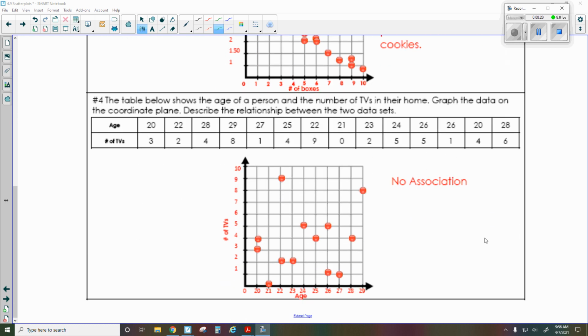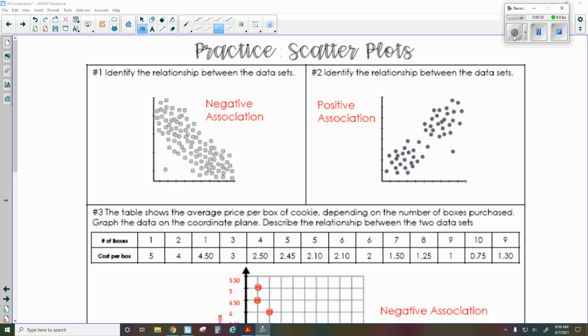Number 4 shows no association. So there's no association with the age and the number of TVs in your home. So there's no correlation there. There's no relationship. And there is an extra practice page that you can work on and check your answers.